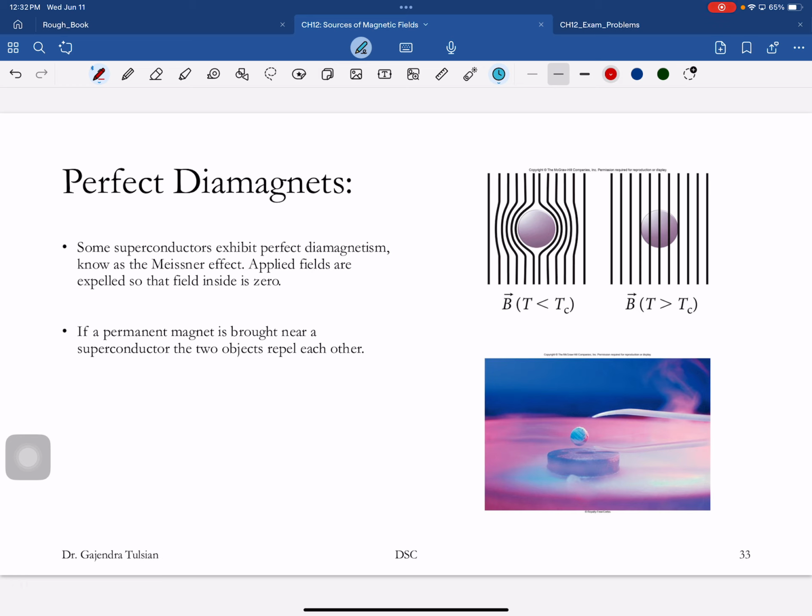A superconductor is a perfect diamagnet. Here is a material that becomes superconducting. At temperatures higher than its critical temperature, it's a normal metal or insulator or whatever it is. You decrease its temperature below the critical temperature, it becomes superconducting, and you see it has expelled the magnetic field. Inside, it has produced an opposing magnetic field canceling the external field.